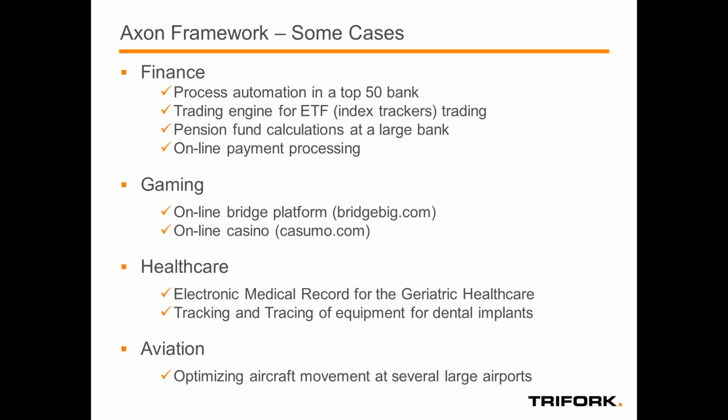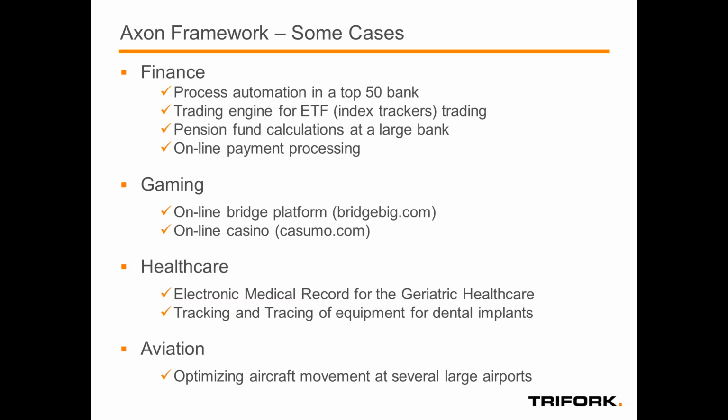And very similar for the online casino, they have very strict auditing requirements. So they use Axon to make sure that they capture every change in the system. There's also a number of implementations in healthcare. So if you have dental implants, it might be possible that the tooling that has been used to do that is tracked and traced using Axon. But there's also a number of electronic medical records that use Axon, again for maintaining the history of all the changes and doing very interesting analysis on medical procedures.